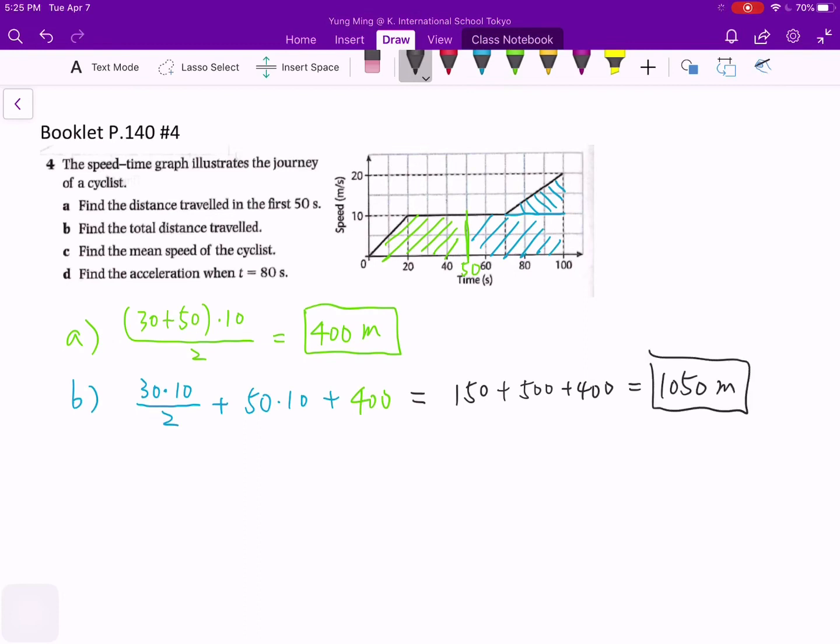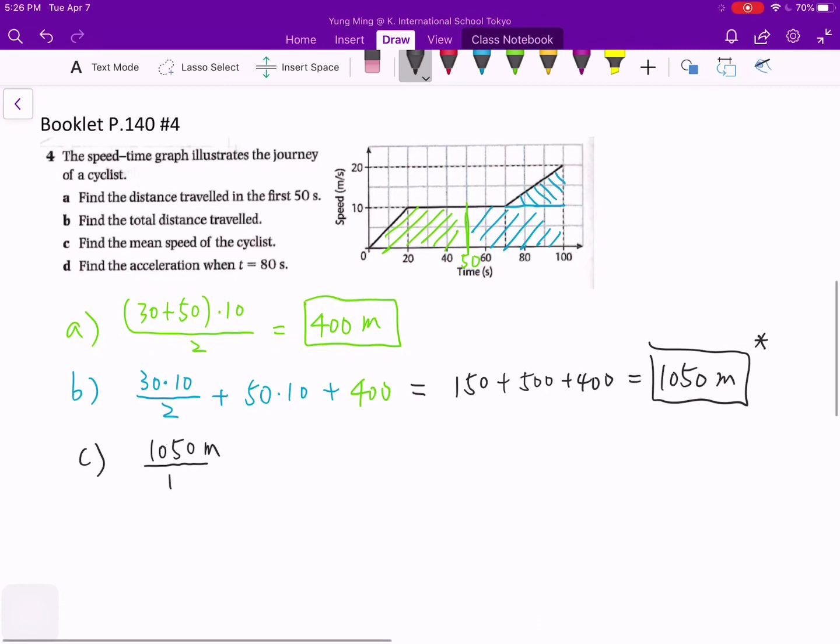But then this answer is not agreeing with the answer key on the back of our booklet. So help me check and see if you actually agree with me, or if you notice I missed anything. Part C, just because we got a different answer for part B, we end up getting a different answer for part C as well. So what I did is I will have 1,050 meters divided by 100 seconds. Okay, in this case, I will get 10.5 meters per second. Whereas the answer from the back of the textbook got 9.75.